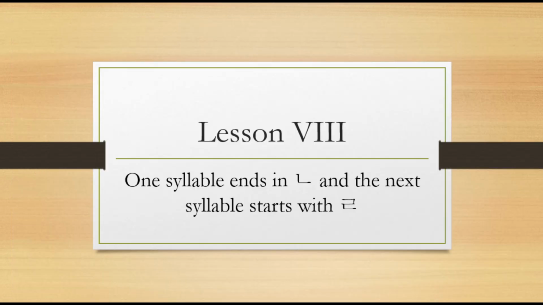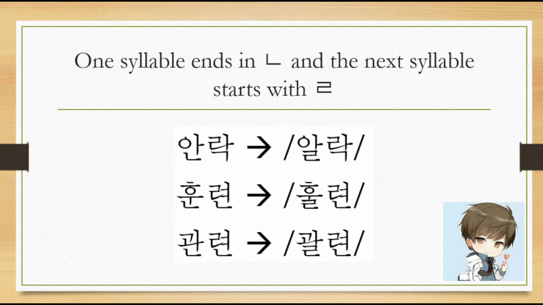Lesson 8. One syllable ends in N and the next syllable starts with rieul. Let's see some examples. Anrak. So that will be allak. The spelling stays the same, anrak, but it's only in the pronunciation that they differ. That will be allak. Hunryon, hullyon. Kwanryon, kwallyon. Take note, when the final is L and the next initial is also L, it is pronounced as double L.